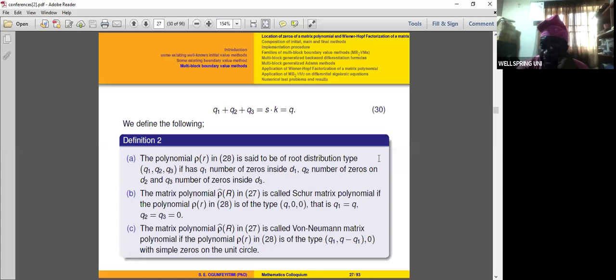Then we have in C, monomial matrix polynomial. Here we are talking about zero stability, whereby we have Q1 roots inside the unit circle. All the roots are less than 1. Then we have Q minus Q1, and that Q minus Q1 must be simple. That is to say, it must be only one root. We must not have any root outside the unit circle.